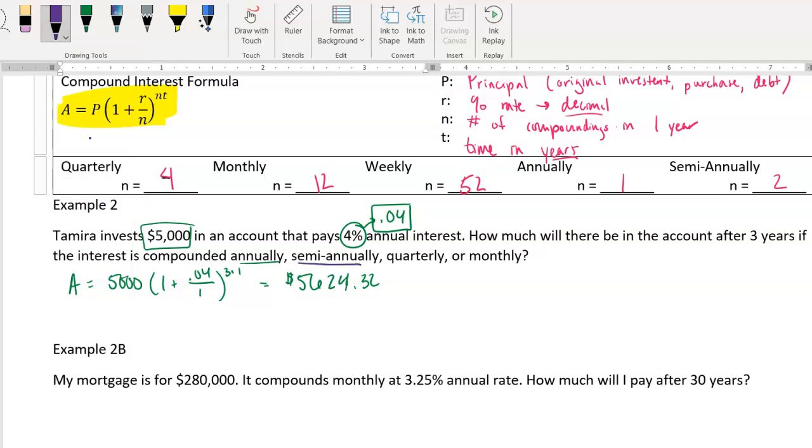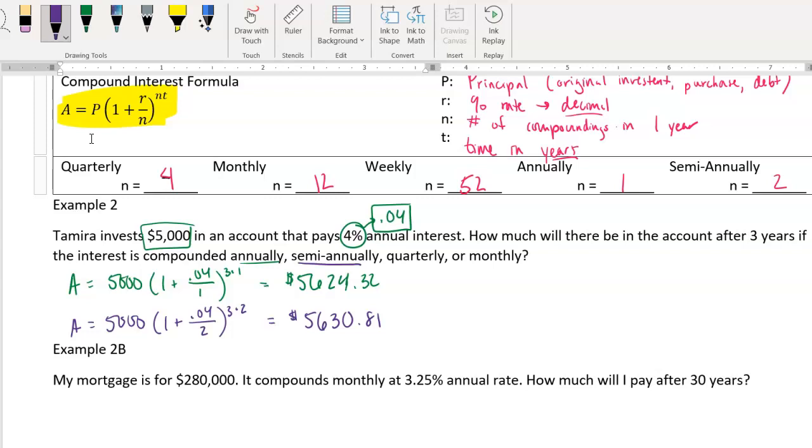All right, well, let's see how much this is going to change if we do it semi-annually. So semi-annually is going to be using the same information except instead of n being 1, n is going to be 2 this time. So our exponent out here, we'd have 3 times 2. Now this time when you type this in your calculator, you get $5,630.81.